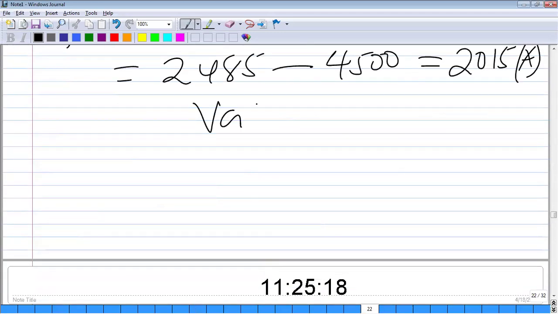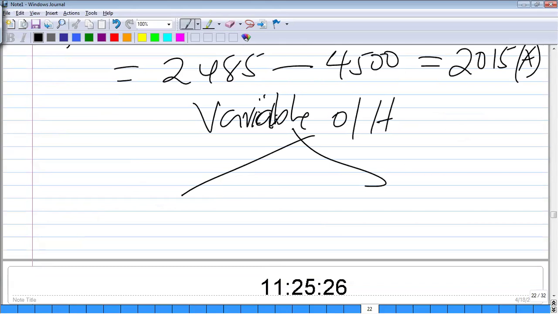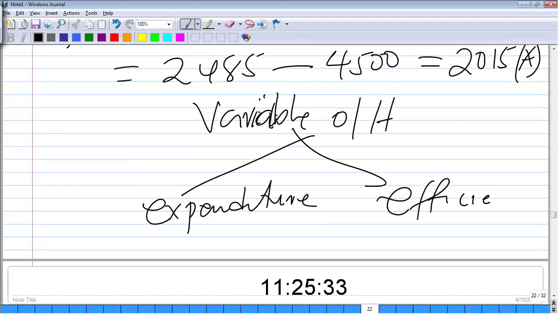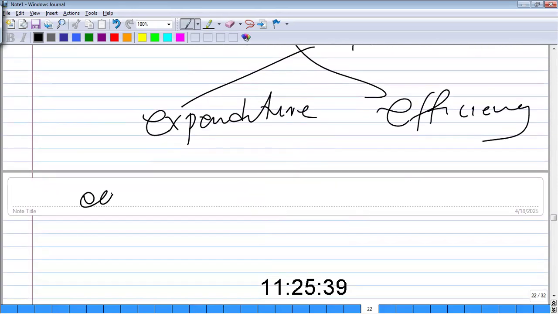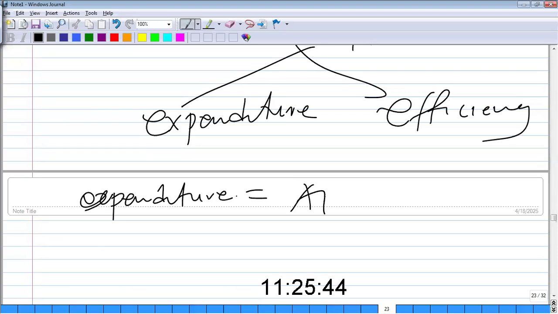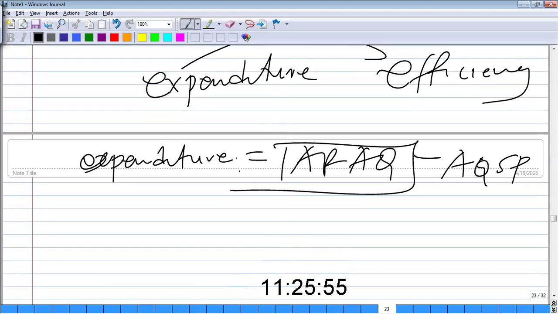Okay, variable overheads, we have two variances. One is the expenditure, the other is the efficiency. So let's start with the expenditure. The formula is AQ AP minus AQ SP. Do you have this?